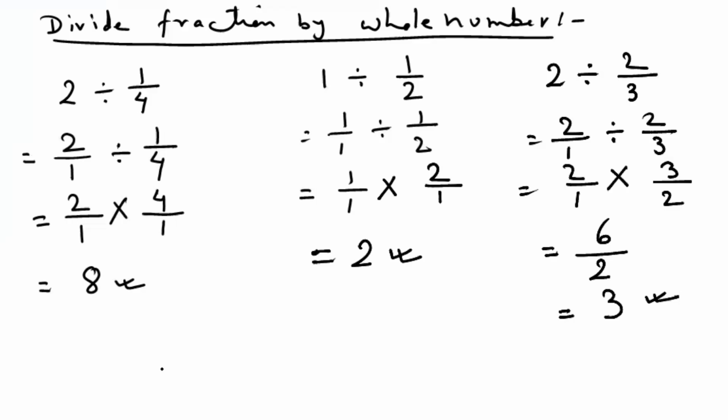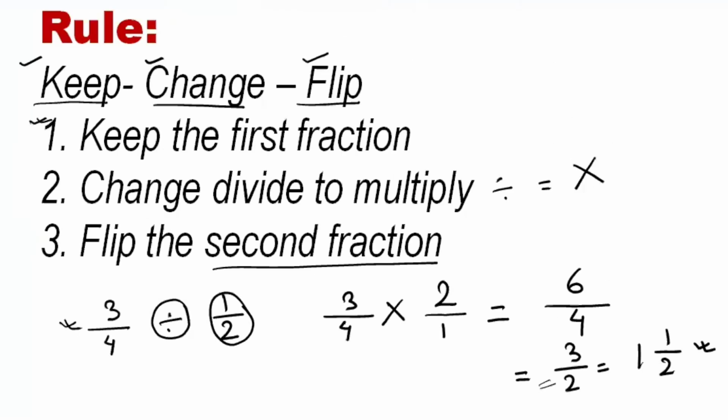Understand? I hope till now it's clear how we can do the division of fractions. You have to just keep in mind certain rules. What's the rule? Keep, change and flip. You have to keep the first fraction, change divide to multiply, and then you have to flip the second fraction.